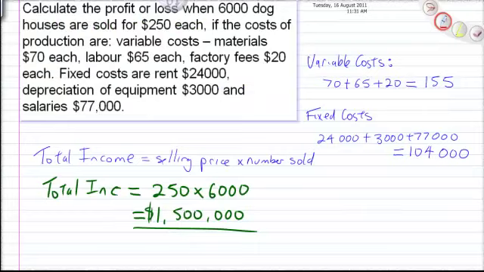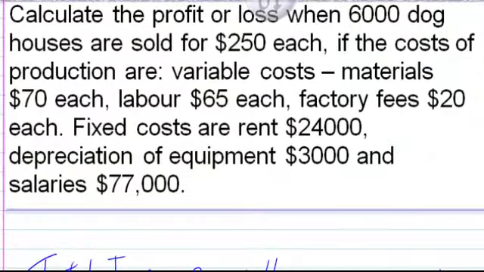So to work out whether you made a profit or a loss, let's have a look at an example and see how it works. You have 6,000 dog kennels, dog houses that are sold for $250 each. If the costs of the production are variable costs $70, labour $65, factory fees $20, fixed costs of rent $24,000, $3,000, and $77,000 respectively for salaries and depreciation.